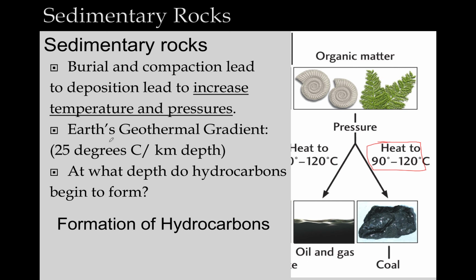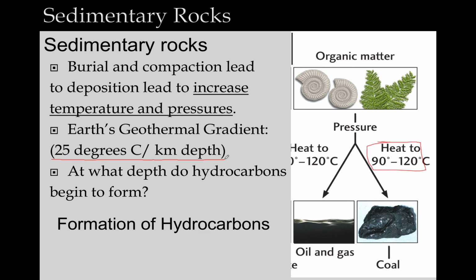The average geothermal gradient, we'll talk about this a little bit more when we talk about igneous rocks and metamorphic rocks, is a temperature increase of about 25 degrees Celsius as you go down. So that means you're going to need about 100 degrees, you're going to need about 4 kilometers. You have to bury this material about 4 kilometers to get it up to the temperatures we need to see coal forming.